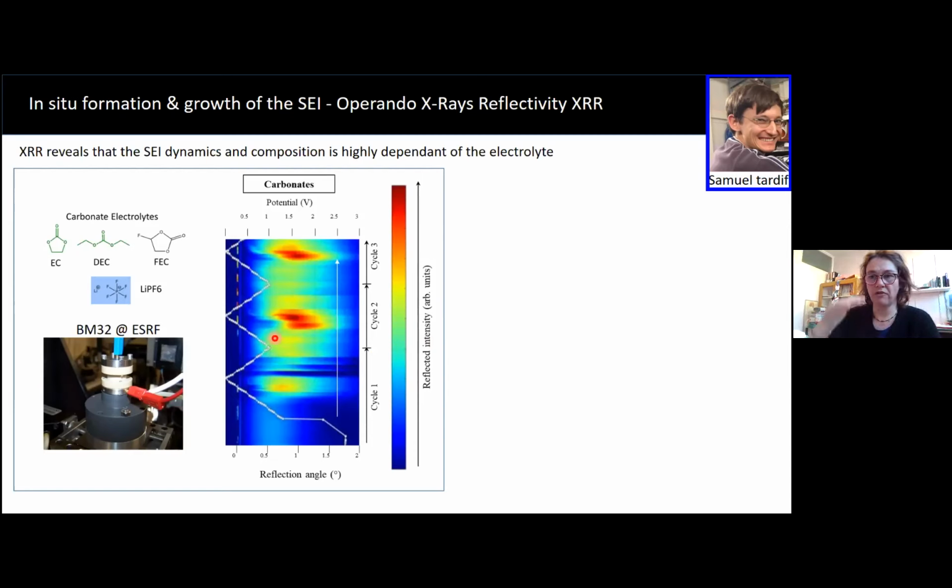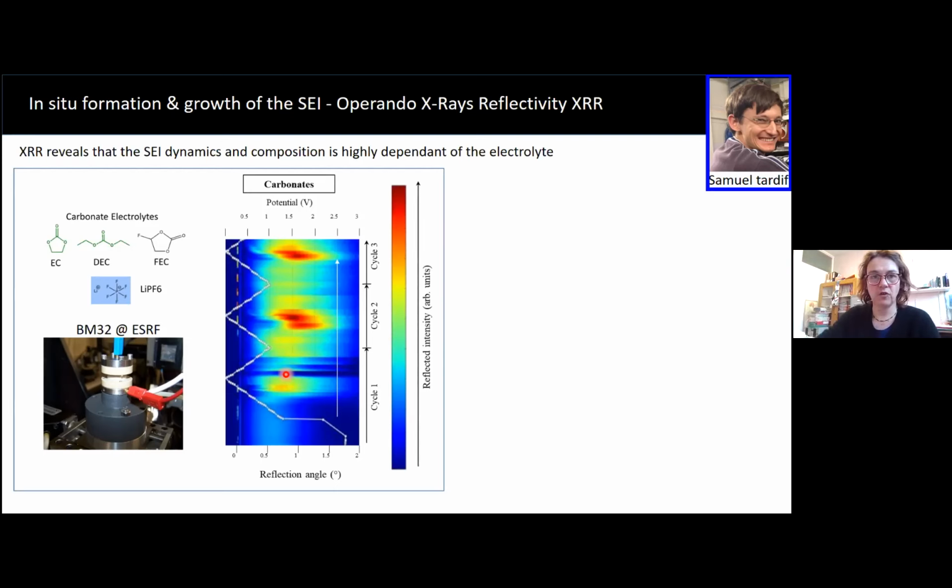What you see are reflectivity profiles that are stacked one on top of the other as a function of the reflection angle. And so clearly those are raw data, which, without knowing anything about the technique, you can see there is a feature that is appearing on the first lithiation and then disappearing, and with time it's coming back and disappearing again. So this is what we call the grazing SEI, and these particular colored regions are really the fingerprints of the SEI that is built during the cycling.